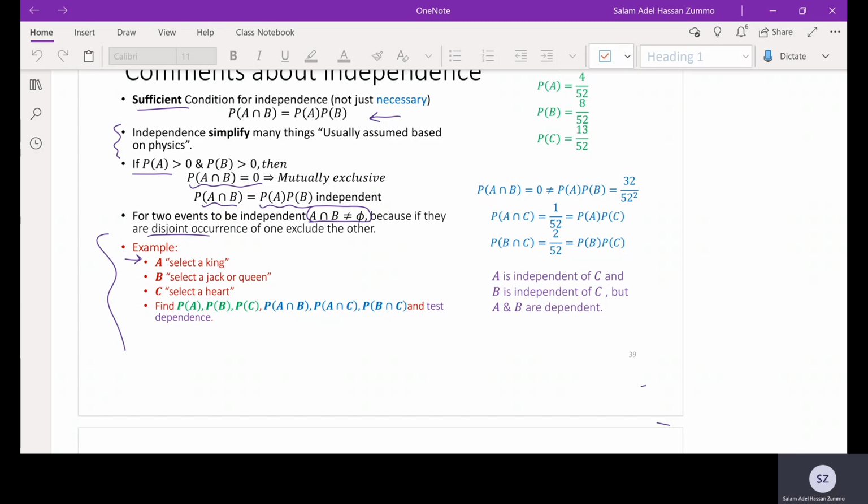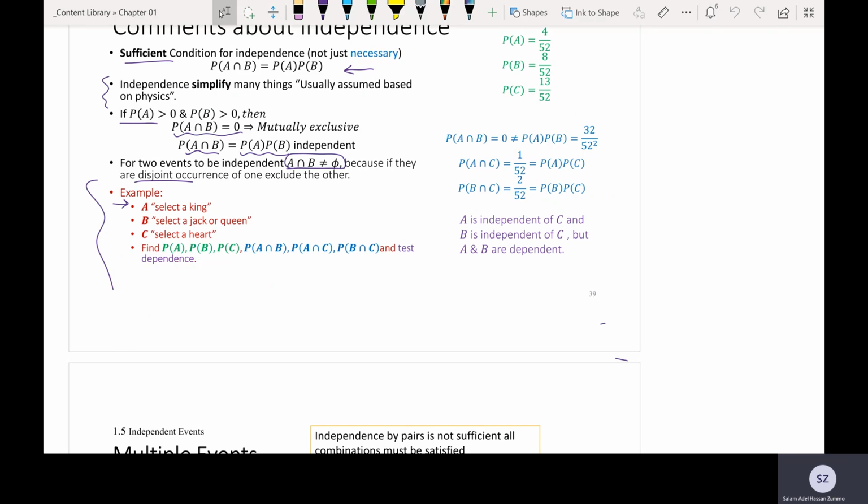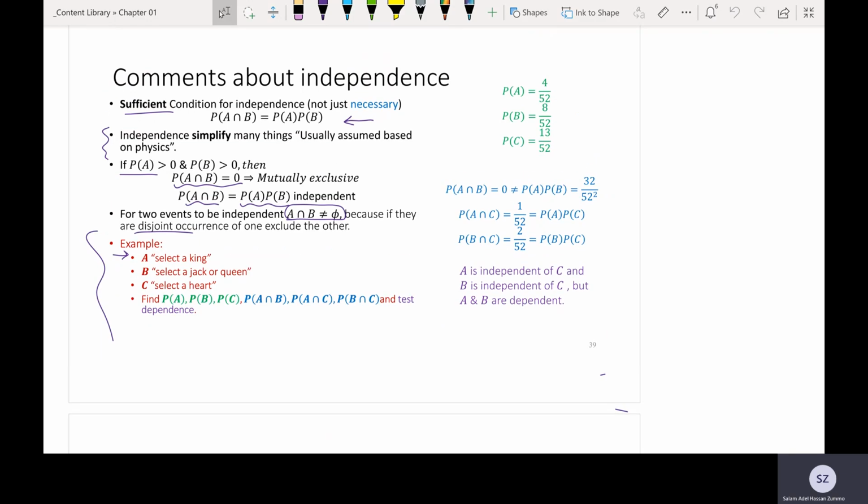Okay, so we stopped at this example, which basically has a deck of cards, 52 cards, as you know, and we define several events. Event A is select the king. Event B is select a jack or a queen. Event C is selecting a heart. And we said, okay, let's now examine the different probabilities.